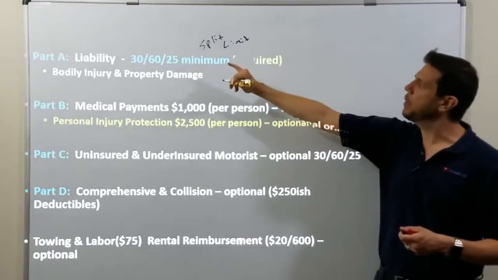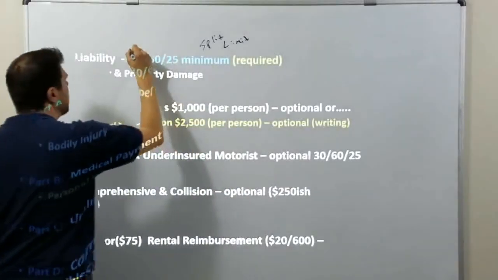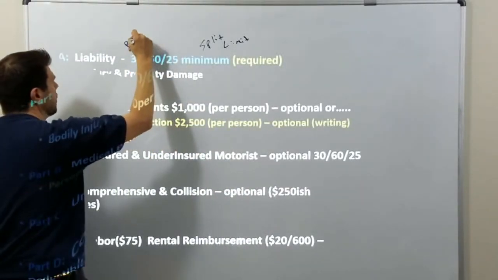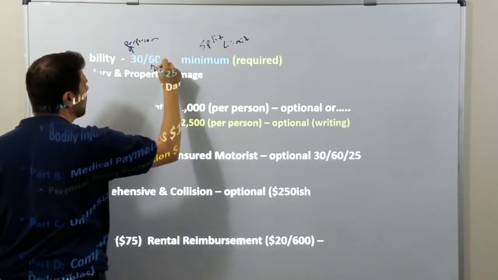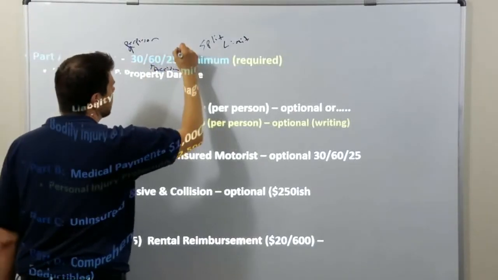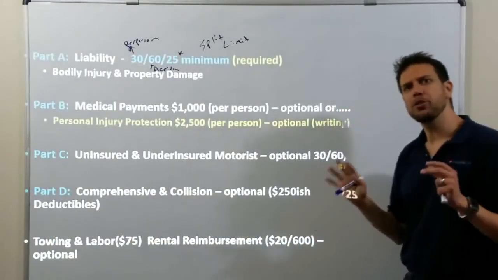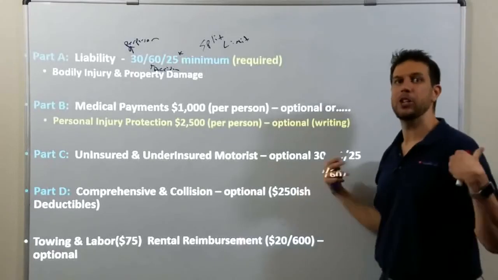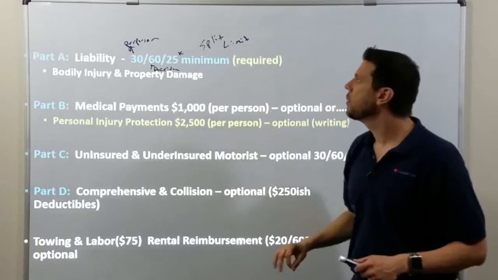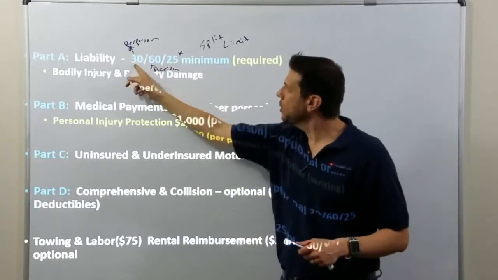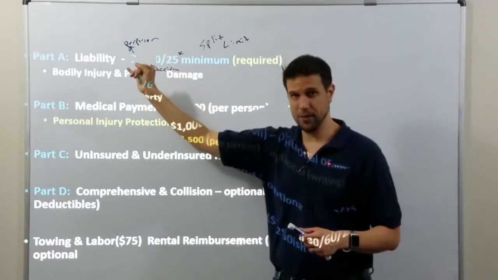In Texas, the minimum is 30, 60, 25. That means $30,000 per person, $60,000 per accident, $25,000 property damage. So if you're driving your car and you hit somebody, if you have these limits, the maximum one person will get for bodily injury is $30,000.